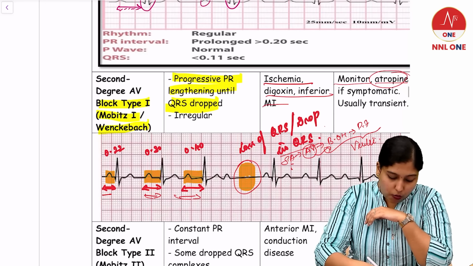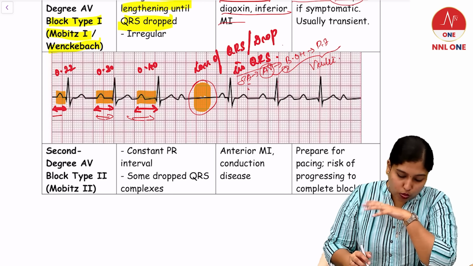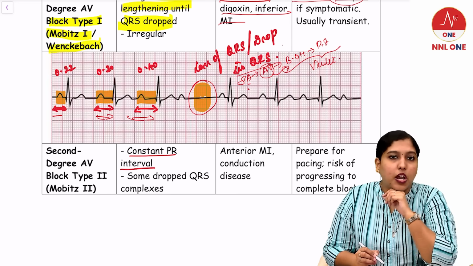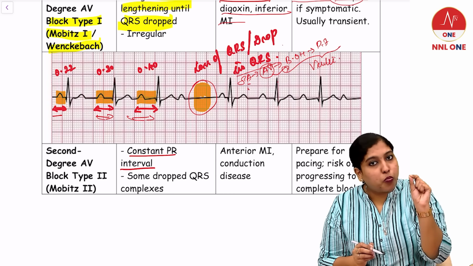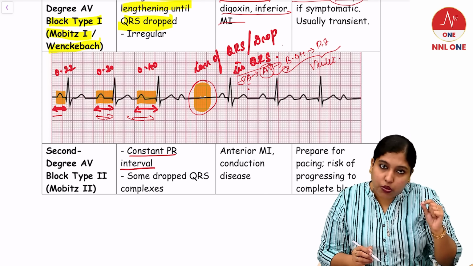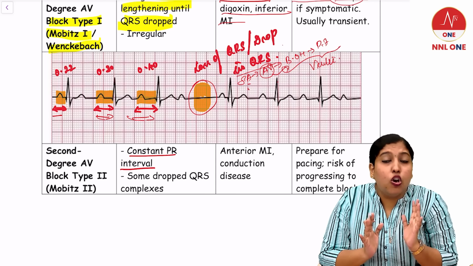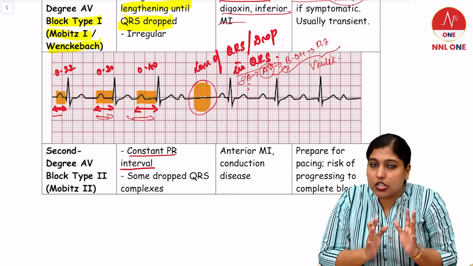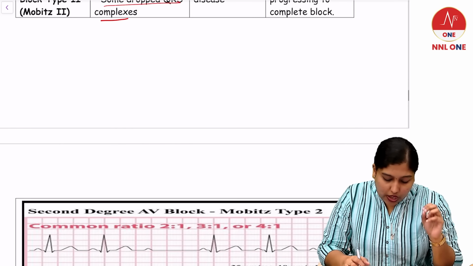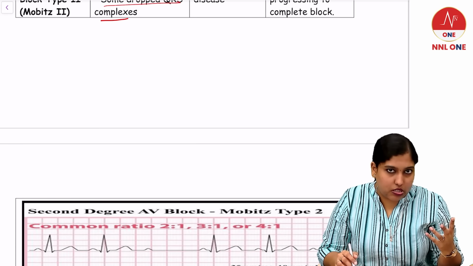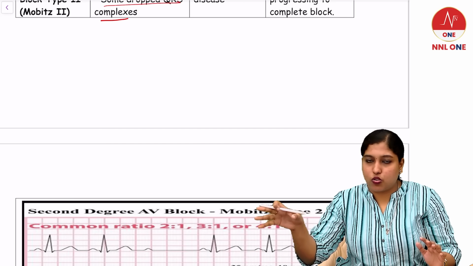Next we are going to talk about second degree type 2 or Mobitz type 2. In second degree type 2 or Mobitz type 2, you will be having a constant PR interval. Note it, children. In Mobitz type 1, you have progressive lengthening of the PR interval. But in Mobitz type 2, you are going to have a constant PR interval. Some QRS complexes are dropped, and the drop in the QRS complex is very prominent. Here, going, and dropping. Here, going, dropping. Like that, it is there.